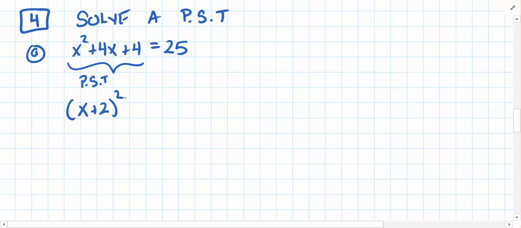Is now equal to 25. Right? So. You can... you end up in a different spot. You end up with the same answer, but it's a longer route to get there.